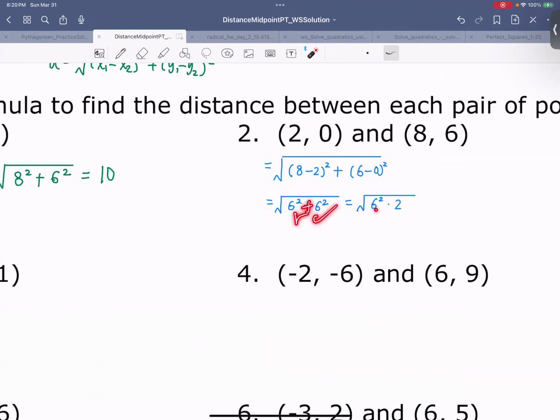So this is 6 squared times 2. So you take 6 out. So you have 6 times square root 2. Okay?